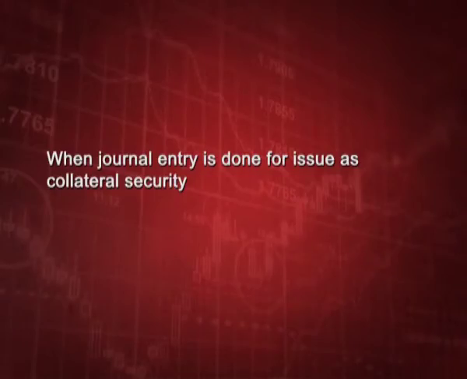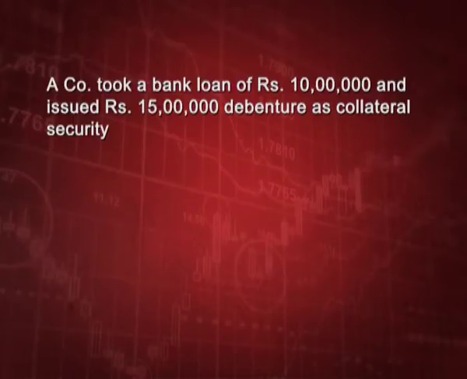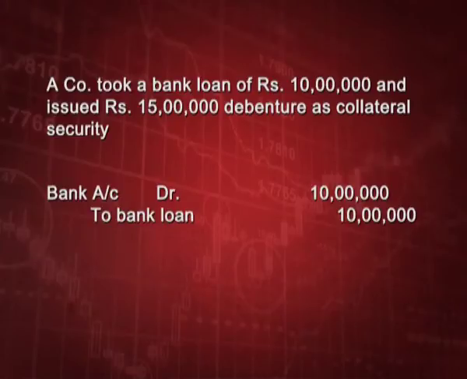In the next method, number 2, when some journal entry has to be made for issue as collateral security, assuming the same question, that is 10 lakh loan and 15 lakh security, let us start with the entry. Entry number 1 will be the same, bank account debit to bank loan 10 lakh. But in the next entry, when we have to show that we have issued debentures, I hope you know when you issue debenture, debentures is credited. So, debentures will be 15 lakh, but you can't debit bank account because money is not flowing in. So, what will you do?